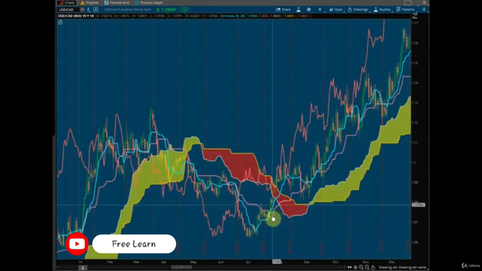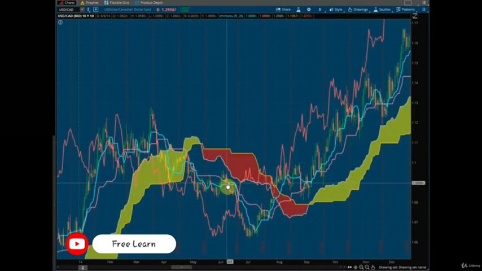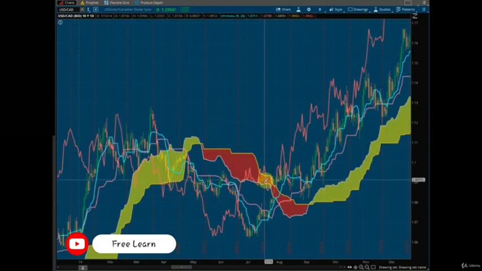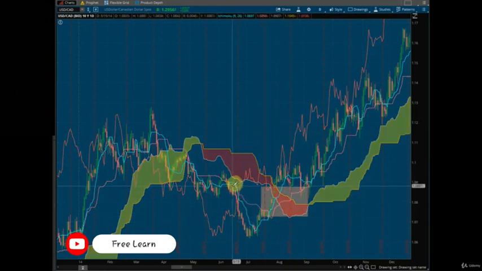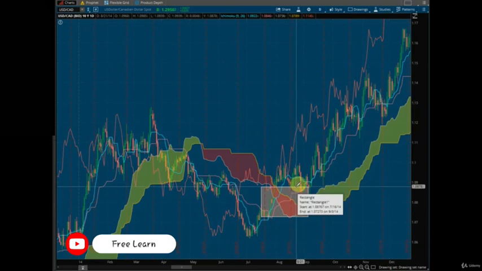So when the Tenkan-sen and the Kijun-sen are below the cloud, as you can see here, you have a downtrend. When they're above the cloud, you have an uptrend. Now, the indicator happens here when you see that the Tenkan-sen and the Kijun-sen rise above the cloud. Right there. So you see the Tenkan-sen on the bottom, crosses the Kijun-sen to the top, and then you have them both go through the cloud. So when they both cross over the cloud, that is the indicator of a new trend.